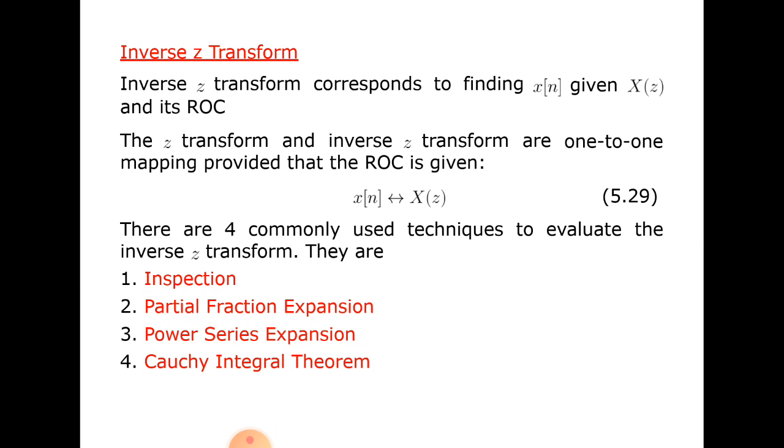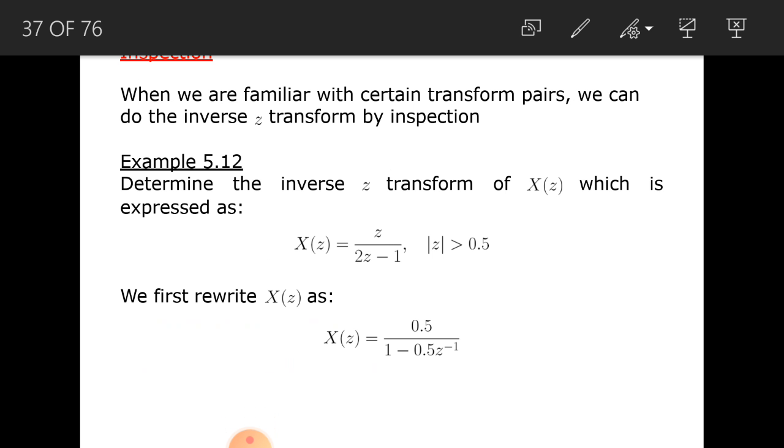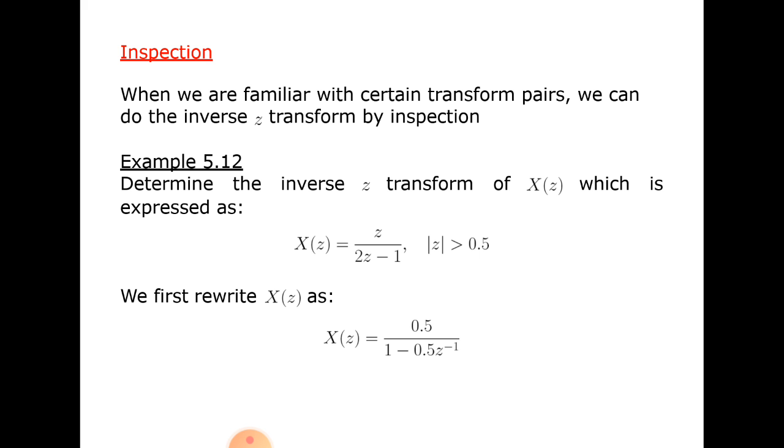There are four commonly used techniques to evaluate the inverse Z transform: inspection, partial fraction expansion, power series expansion, and the Cauchy integration theorem. The inspection method is the long division method. When we are familiar with certain transform pairs, we do the inverse Z transform by inspection.